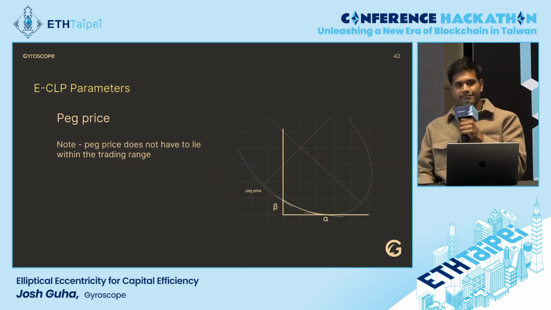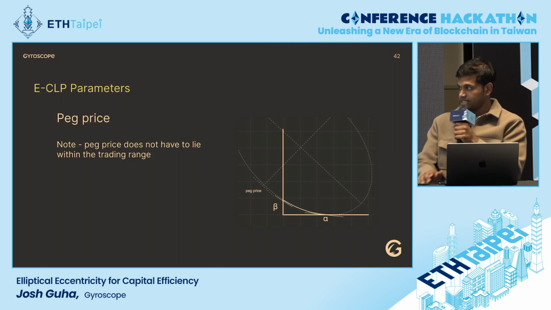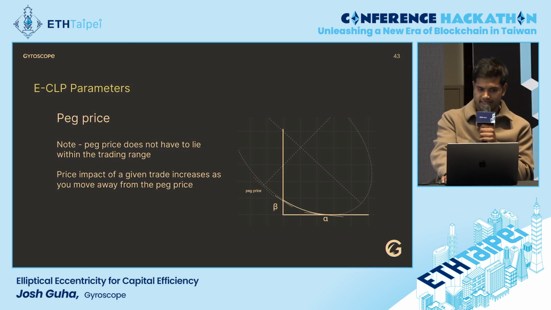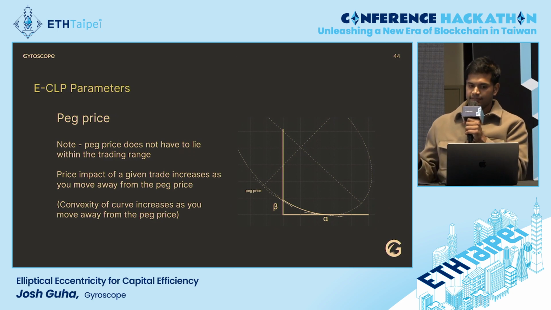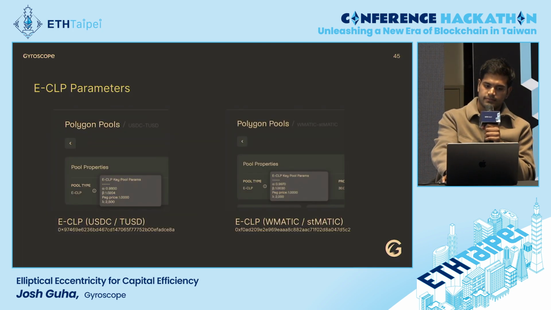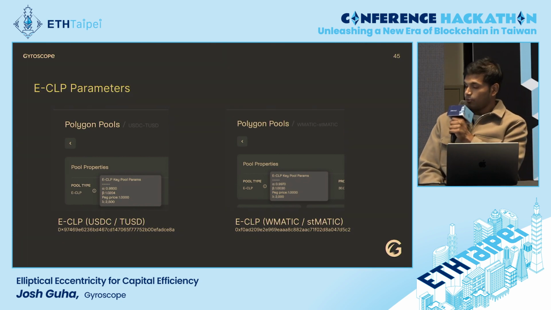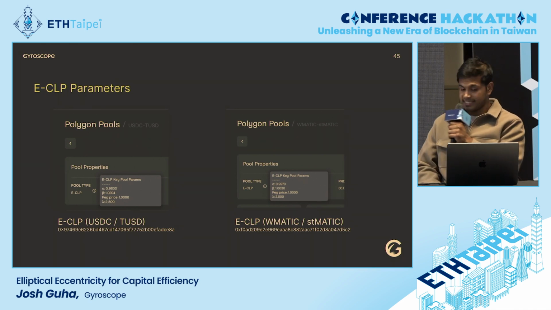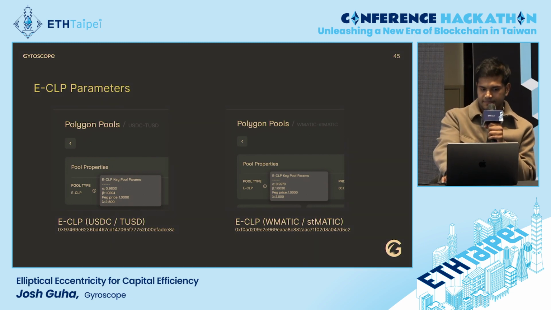Interestingly, the peg price doesn't even have to lie within the trading range, such as in this diagram. In this case, the price impact of a given trade increases as you move away from the peg price. In other words, the convexity of the trading curve increases as you move away from the peg price. And this can be useful where you want most liquidity focused at one end of the trading range. So now you can understand what the key parameters are in our UI for the ECLPs. We have alpha, beta, the price constraints, the peg price, and lambda, the stretch factor.